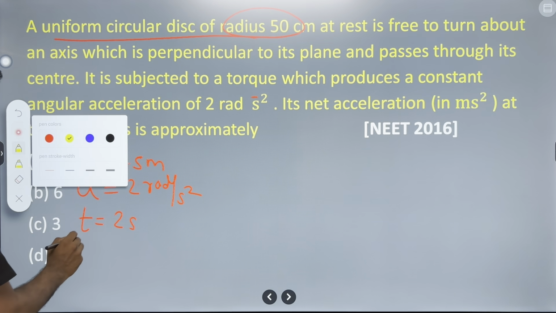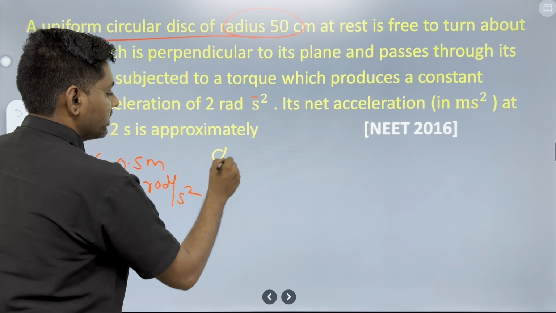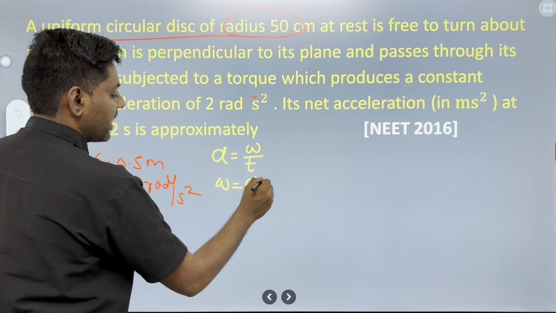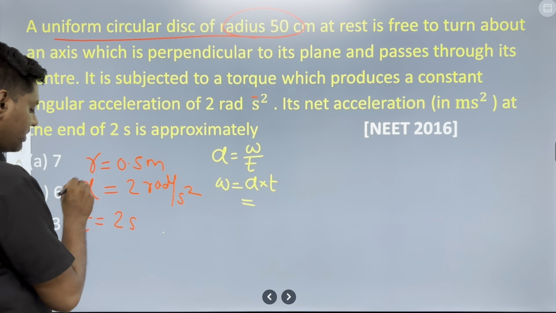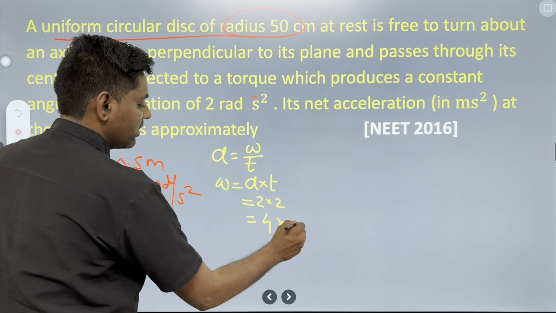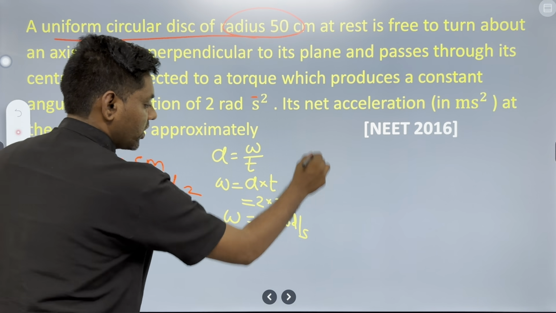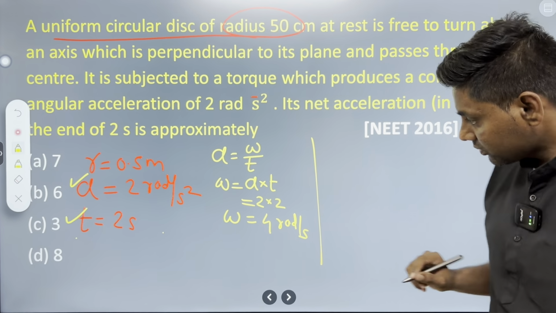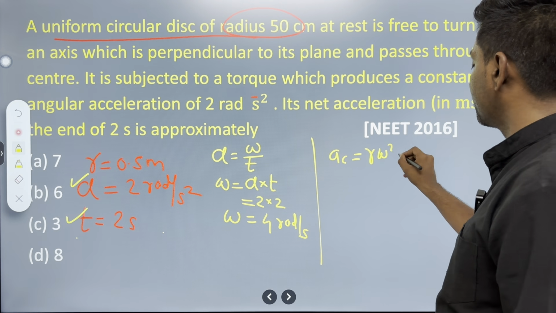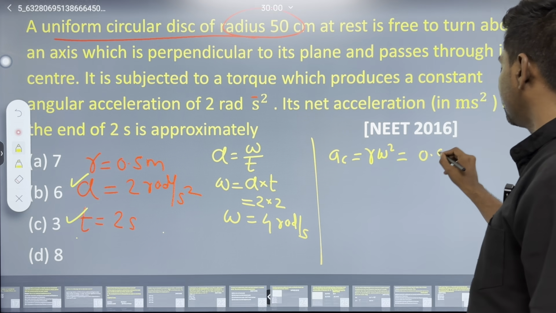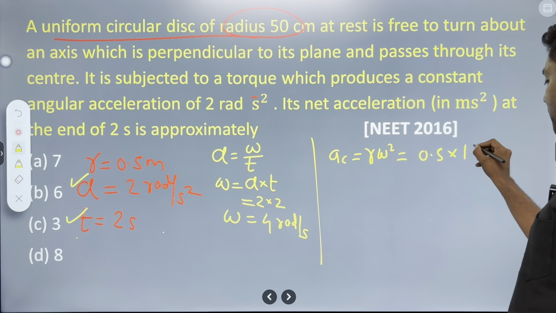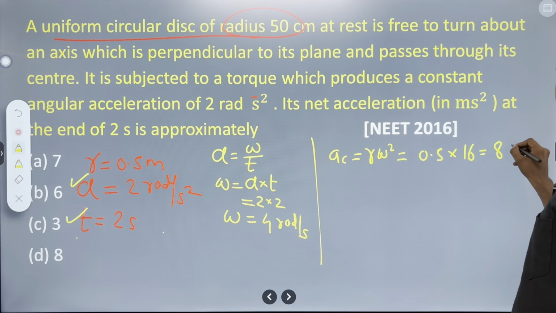So बहुत ही simple है, what is the formula of angular acceleration? Alpha equal to omega divided by t. What is the angular velocity? Angular acceleration multiplied by time, angular acceleration is given, that is 2, time is 2, 2 2s are 4 radian per second. What is the formula of centripetal acceleration? That is a_c equal to r omega square. So r is given, that is 0.5, and omega square, what is the value of omega square? 4 square, that is 16, so that is 8 meter per second square.